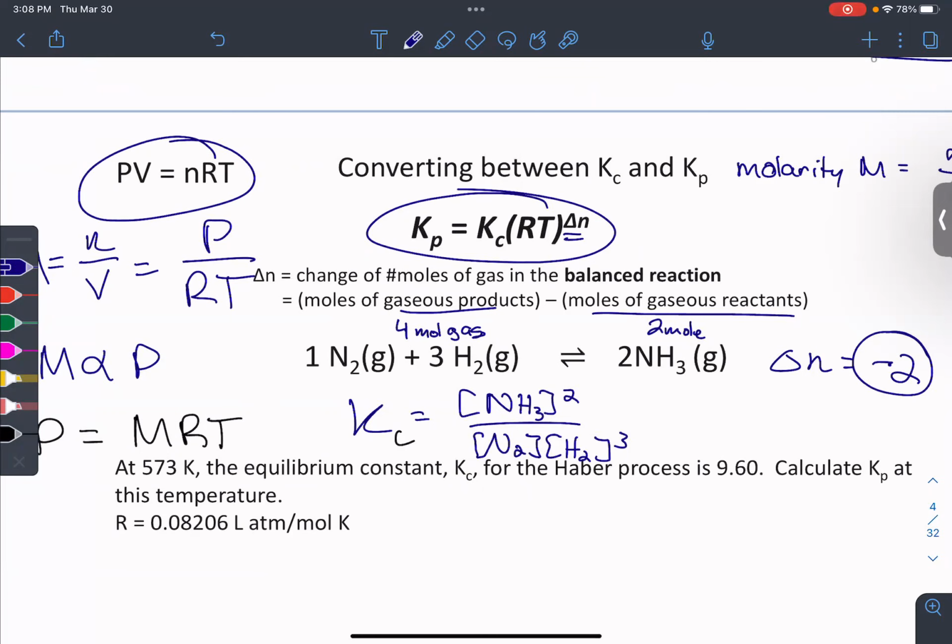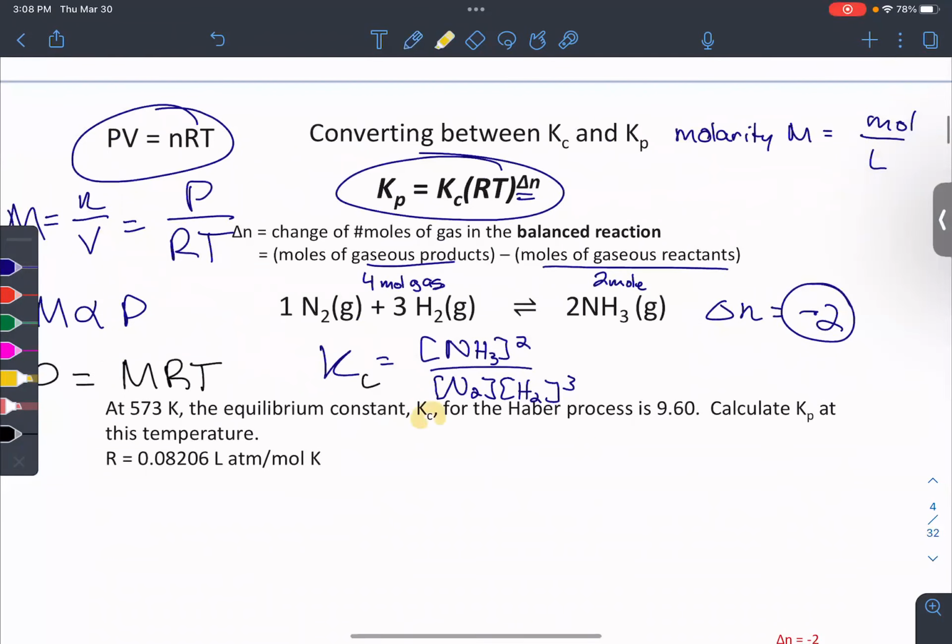If I tell you that Kc is equal to 9.60, I can calculate Kp from this expression, incorporating delta N. Basically, I'm just taking that RT term and multiplying the appropriate number of times. But if you knew the actual concentrations and switched all of them to atm values, you should get the same number. Using this equation is just easier mathematically, and mathematically they are the same. So let's calculate Kp.